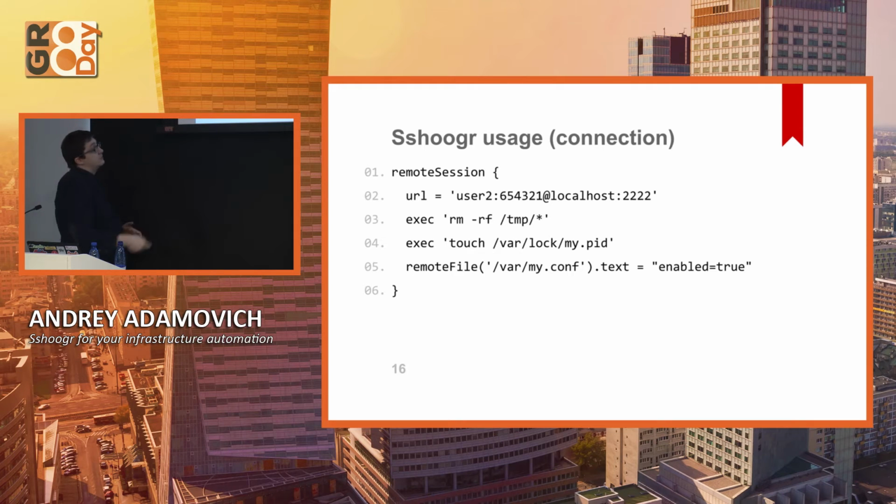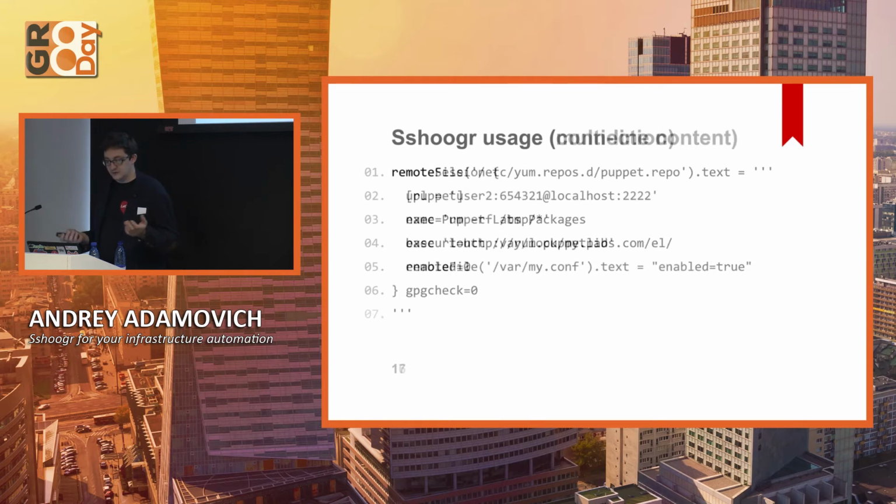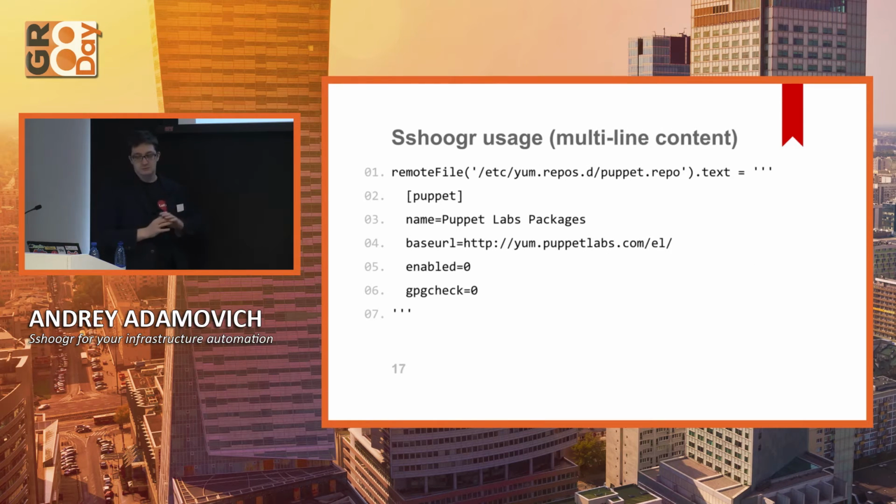So this remoteFile returns an object, but it's similar to the way you manage local files. Because as you know in Groovy, you can assign whole file contents to the text property, the same you can do for the remote file here and get the file content updated in this way. And thanks to multi-line string support in Groovy, you can assign a whole multi-line string to the file in this way.